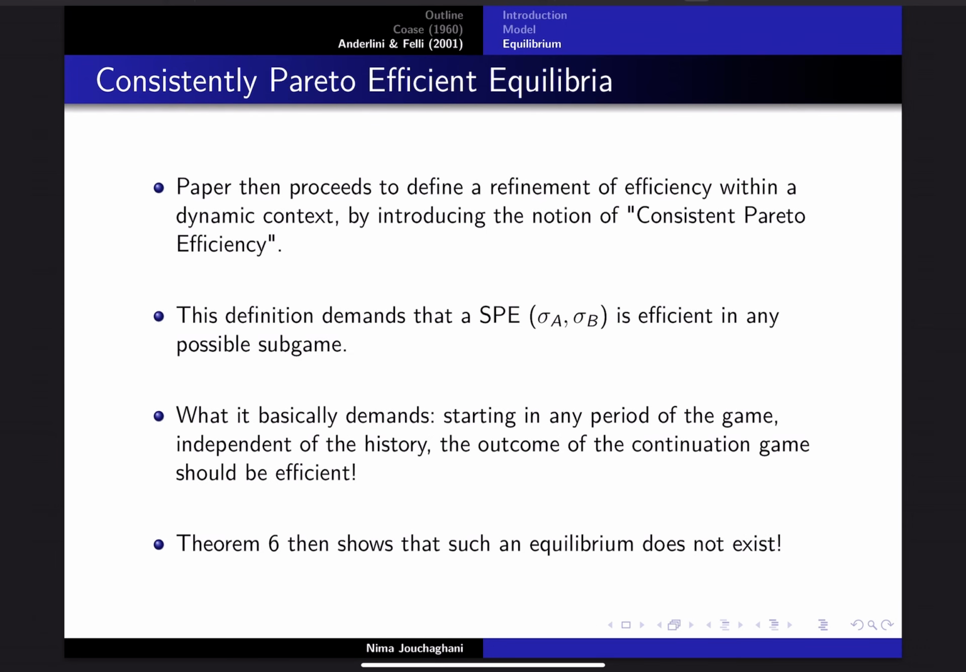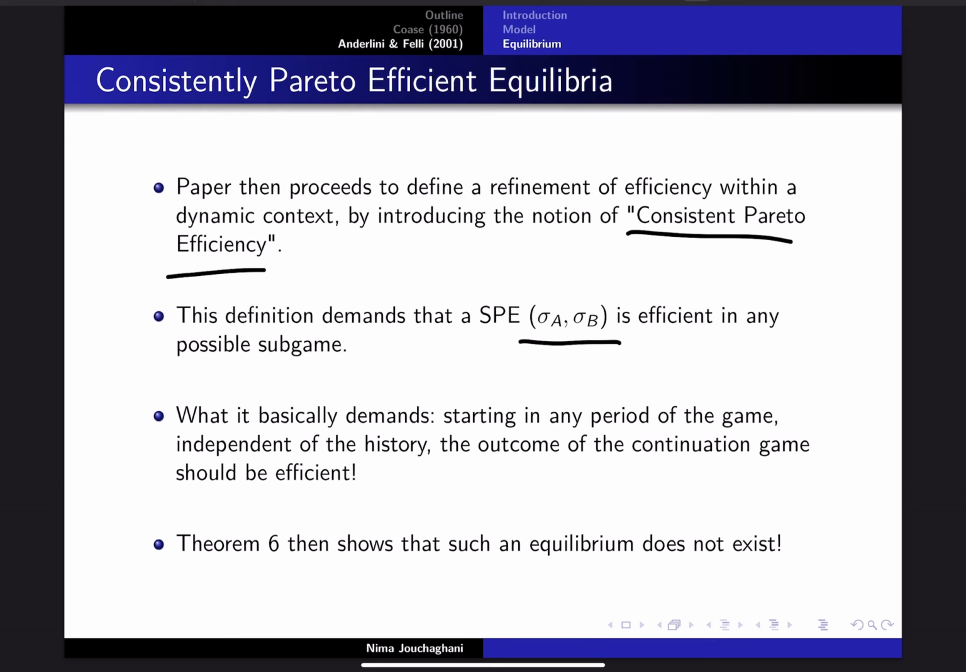So what the paper then does is it's trying to introduce a new notion or a refinement of efficiency within a dynamic context. So it's introducing the notion of consistent Pareto efficiency. Basically what this demands is that a subgame perfect Nash equilibrium, denoted by sigma A and sigma B, is efficient in any possible subgame. So this means that even if we are out of equilibrium, the behavior of the individuals is efficient. So they're not making inefficient proposals, so proposals which would lead to inefficient outcomes.